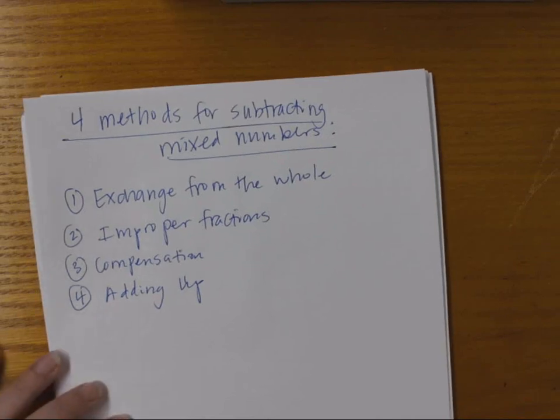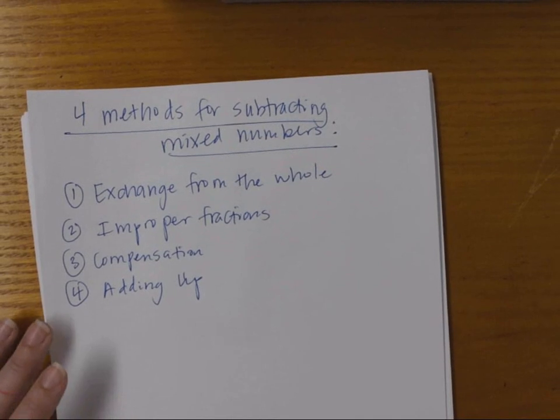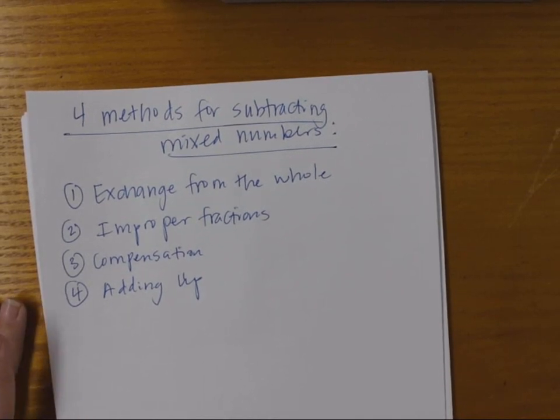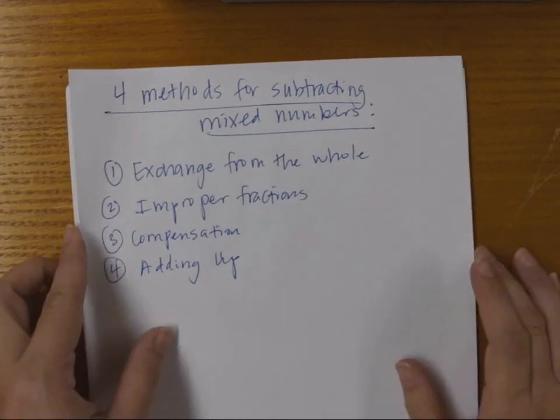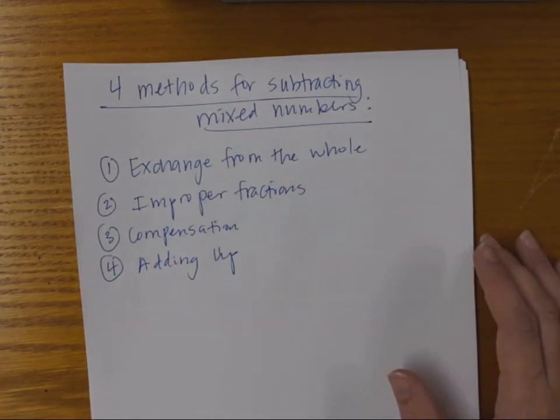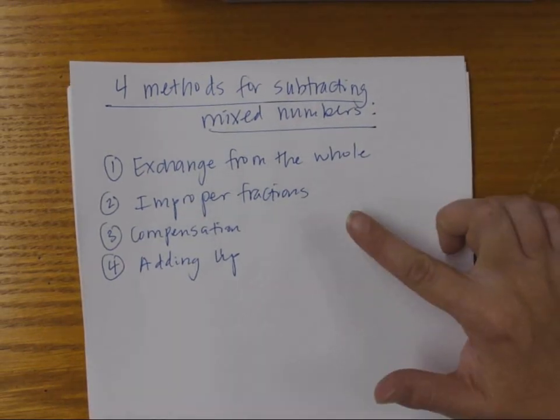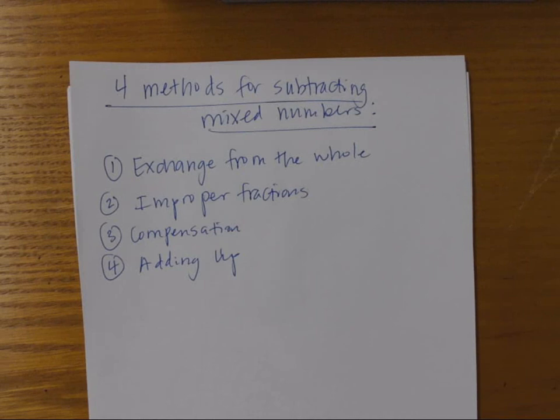In this video, we are going to talk about some different methods or strategies for subtracting mixed numbers. Okay, so we've already gone over how to add and subtract fractions using the models, and so now this is just some strategies for using mixed numbers. And there are 4 different ones: exchange from the whole, using improper fractions, compensation, and adding up. Okay, so let's start off with exchanging from the whole.